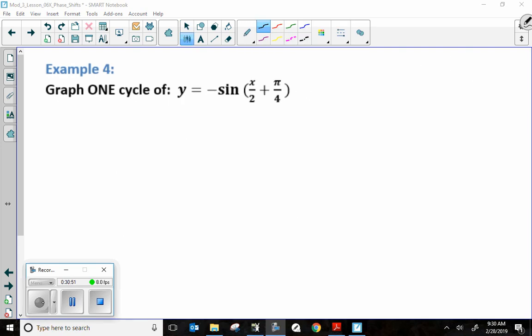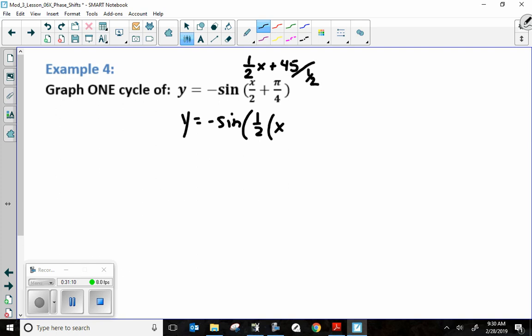Last one. Y equals, fraction. This is the same thing as saying 1/2 x, and pi over 4 is 45. So I'm going to say y equals negative sine. I'm going to take out my 1/2. That leaves me x. 45 divided by a half is not 22.5. I'm not cutting it into 2 halves. I'm dividing it by a half, which means I got to double it. Trust me, kids, it's 90. Amplitude is 1. Frequency is a half. And I am moving to the right 90. My midline is still 0.